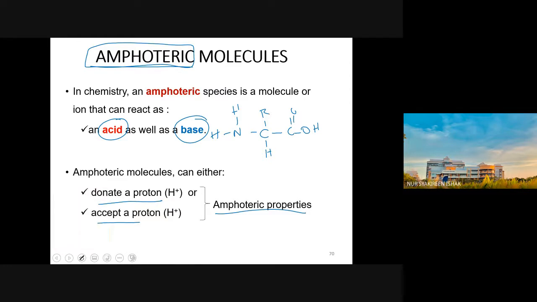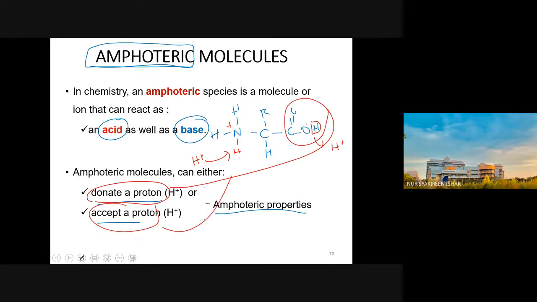It can act as an acid by what means? It releases a hydrogen ion to become COO negative. So the hydrogen ion is released to the surrounding, so the amino acid is acidic. At the same time, it can also function as a base. In an aqueous solution with, for example, excess hydrogen ions, the amino group can accept another hydrogen ion. By accepting a proton, the amino group becomes positively charged. So it donates a proton from the carboxyl group here, and accepts a proton at the amino group here. That is the amphoteric property.